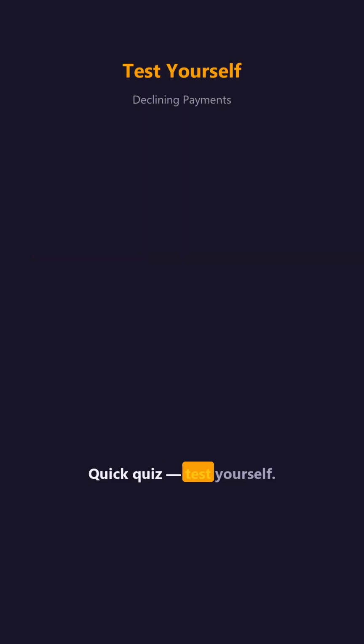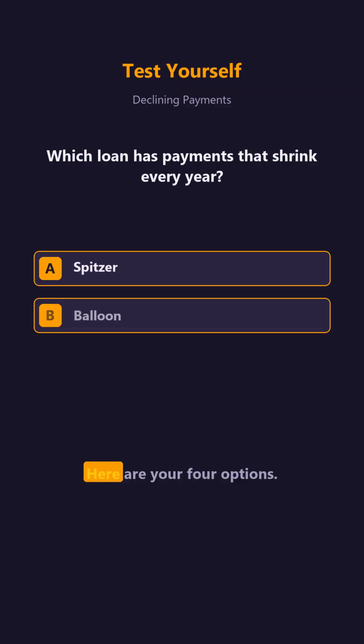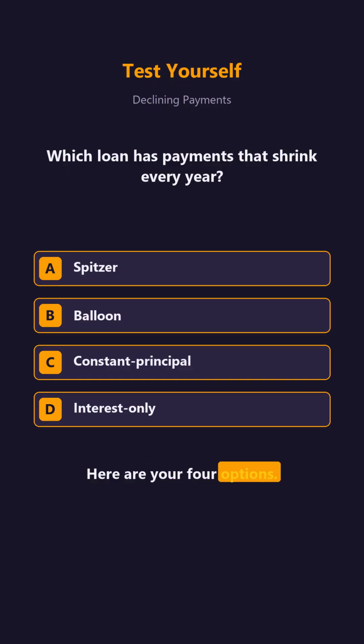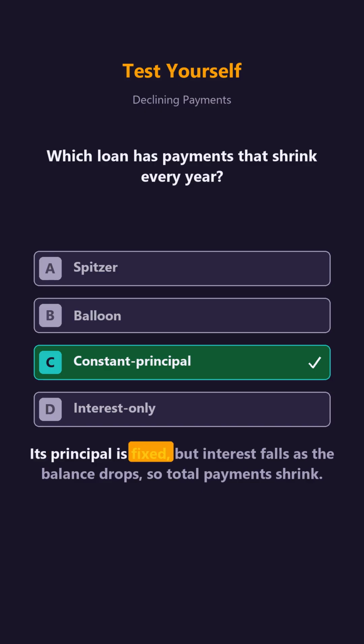Quick quiz, test yourself. Which type of loan has a total payment that gets smaller every year? Here are your 4 options. Pause the video and solve it now. The correct answer is C, the constant principal loan. Its principal is fixed, but interest falls as the balance drops, so total payments shrink.